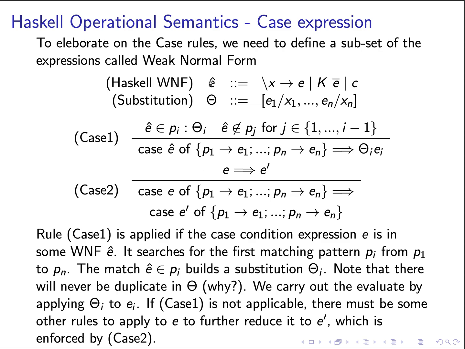For the case rule to work, we need to define a subset of the expression called the weak normal form, or in some other textbooks or references, weak head normal form. So we use this notation E cap to denote the Haskell weak normal form. A weak normal form is either a lambda abstraction, a data constructor, or a constant.